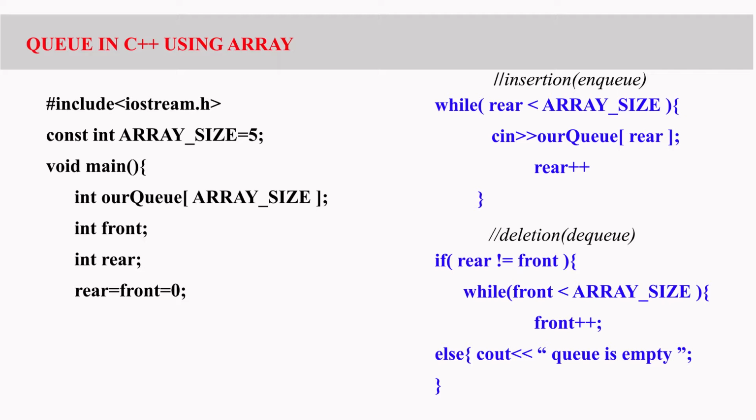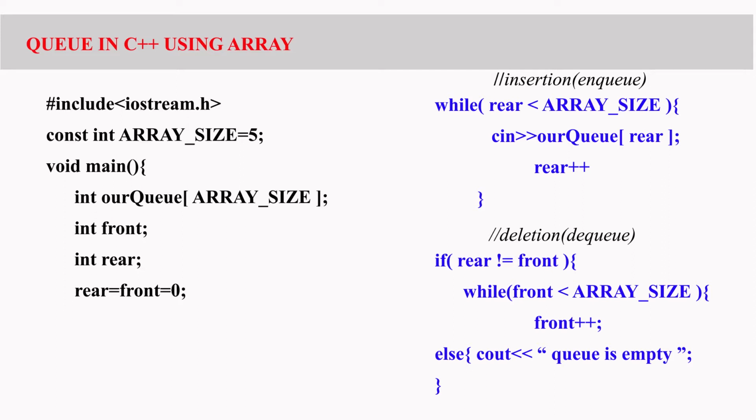Now, how do we do insertion? As we have said, insertion is performed at the rear. Therefore, write a while loop with the condition rear is less than array size. If this condition is met, then insertion is done. After that, rear is incremented by 1.